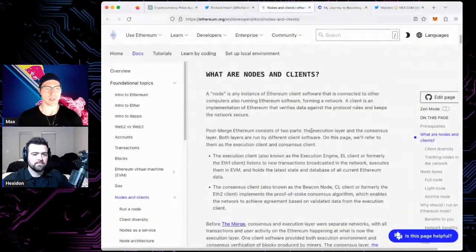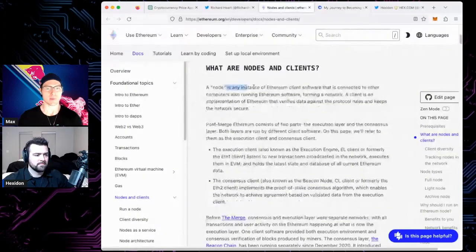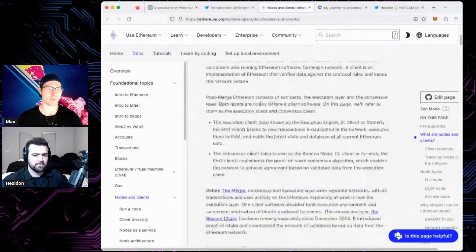A node is defined here as any instance of Ethereum client software that's connected to the network. So again, post-merge, Ethereum consists of two parts: the execution layer, which is where the execution clients live, and the consensus layer, where the consensus clients live.